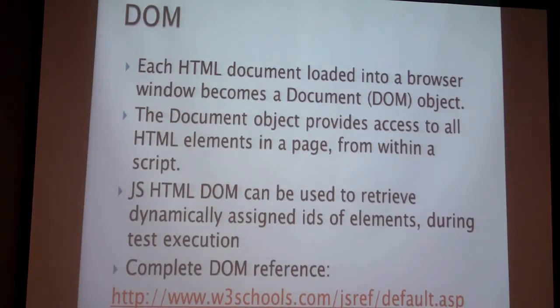Each HTML document loaded into a browser window becomes a document object. That makes sense, right? I've been using the word document a lot. The document object provides access to all HTML elements in the page within the script. JavaScript HTML DOM can be used to retrieve dynamically assigned IDs of elements during test execution. So if you need to find out the dynamically assigned ID of something, you can ask DOM to give you that, which is not something that XPath can give you.